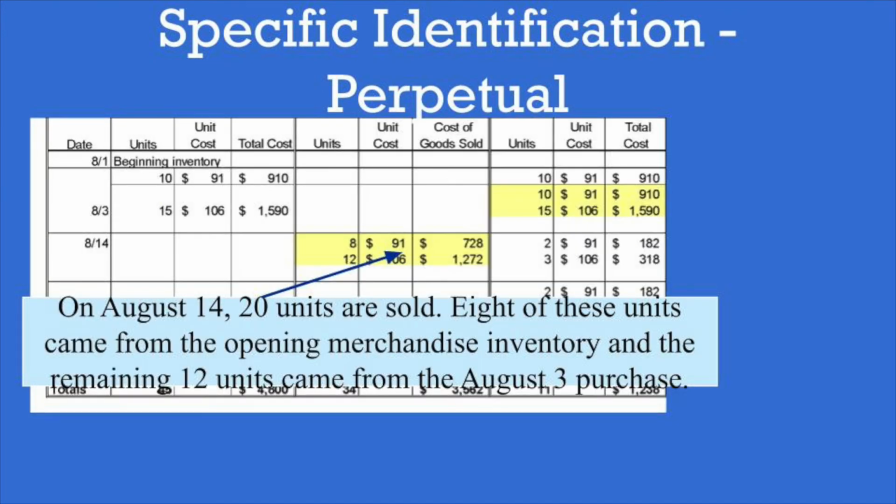Someone comes in and buys them. And let's assume that in this particular case, when they buy them on August 14th, there's 20 items being sold, but let's say that 8 identifiable items came from the opening merchandise inventory, and that the remaining 12 of the 20 came from the August 3rd purchase. Now keep in mind that the original ones were the less expensive ones. They cost us $91, and the ones that were bought on August 3rd cost us $106. So here we're identifying which ones went out the door, okay? We can physically see which ones went out the door.